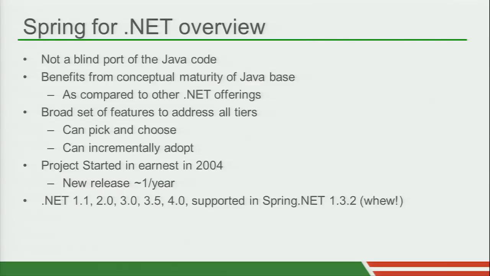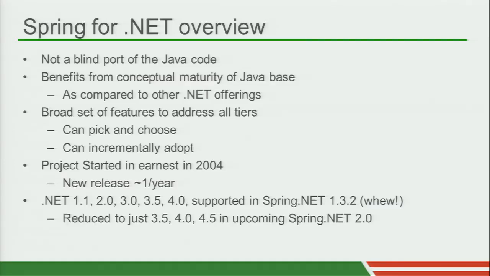The current release of Spring.NET is 1.3.2, and it supports literally every one of those versions of the .NET framework from 1.1, 2.0, 3.0, 3.5, and 4.0 today. However, we've made a decision that we're only going to support .NET 3.5, 4.0, and the newly released .NET 4.5 stack in the upcoming Spring.NET 2.0 release, which should be coming in about a month or so.